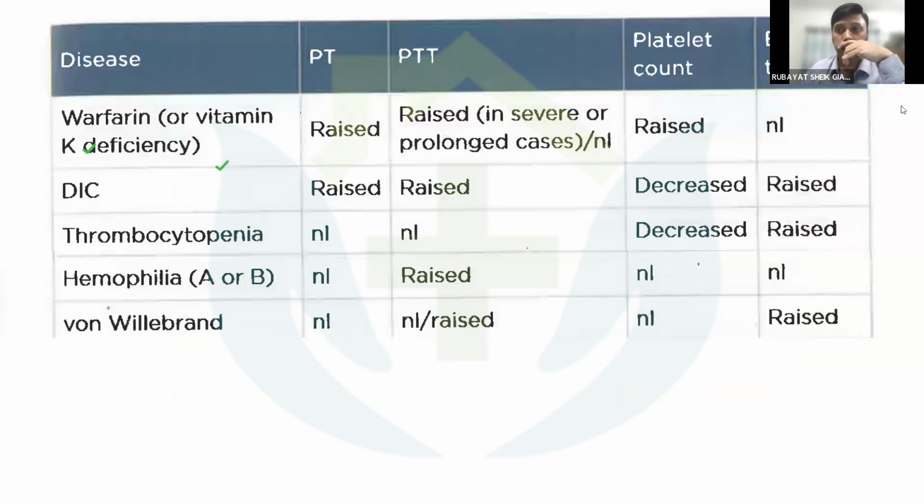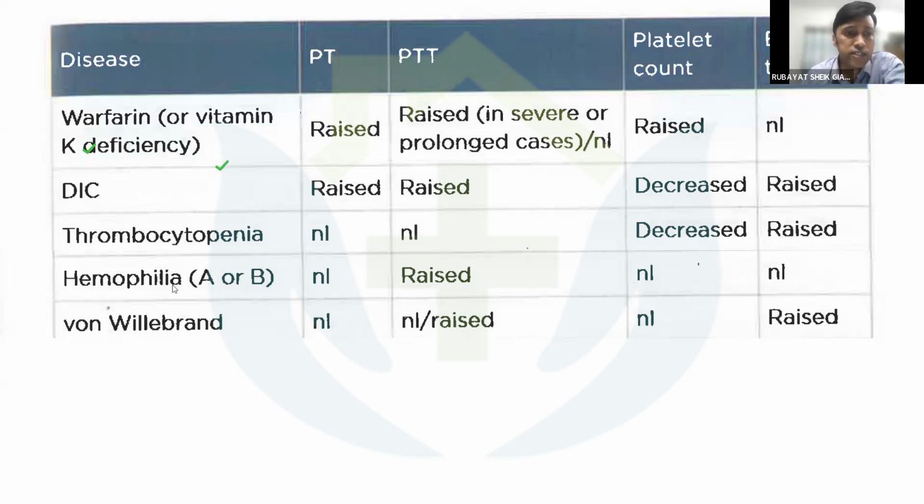This is another way of looking at the combination of lab results. What do we get in warfarin therapy? I'll put the question in another way. We will get a raised prothrombin time. APTT is usually not raised unless it's a very severe or prolonged case. So you'll just remember a normal APTT. Platelet count will be normal and the bleeding time will be normal. In DIC, as I told you, the prothrombin time will be raised, APTT will be raised, the platelets will decrease, and bleeding time will be raised. We'll study about DIC later on.